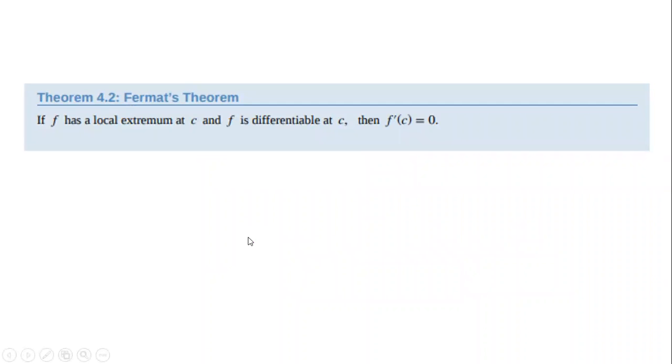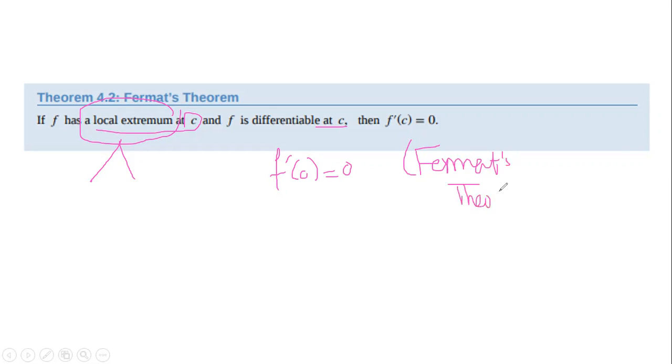Now theorem 4.2 is Fermat's theorem. Fermat's theorem says: if f has a local extremum at c, where local extremum means it has a local minimum or local maximum, and f is differentiable at c, then f derivative of c equals 0. That is, the derivative of my function at c must be equal to 0. This is known as Fermat's theorem.